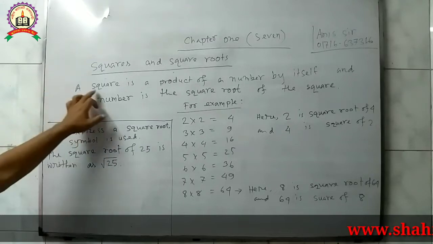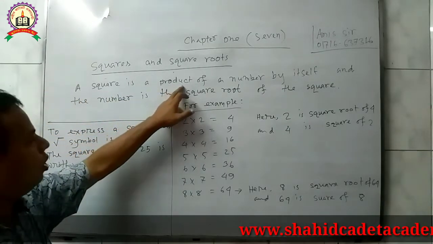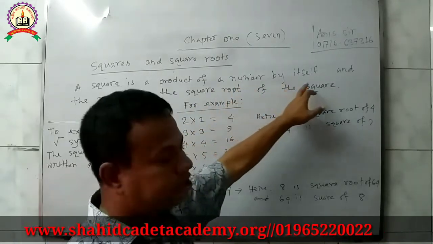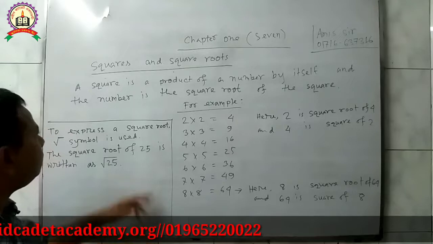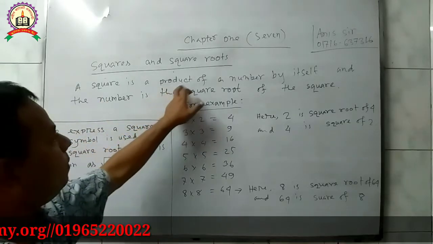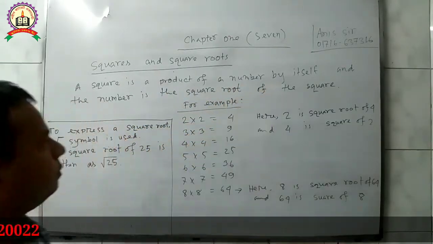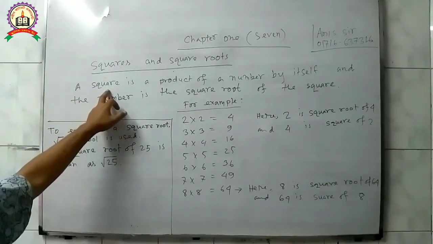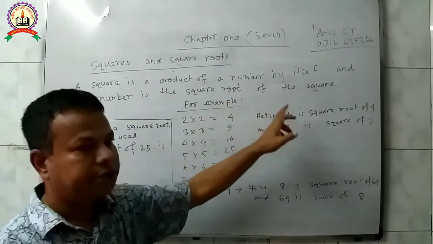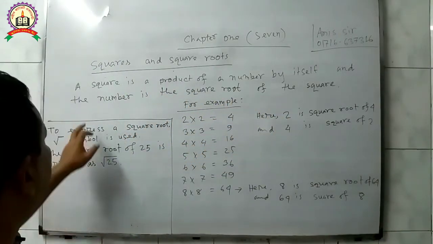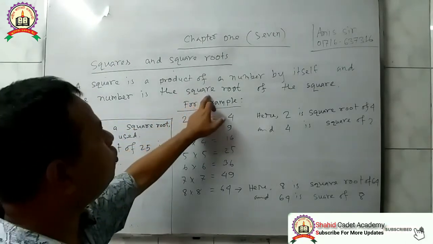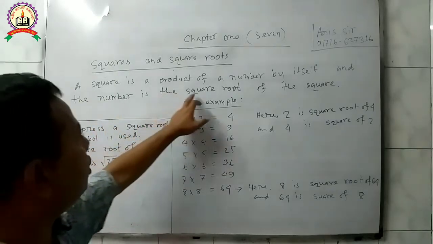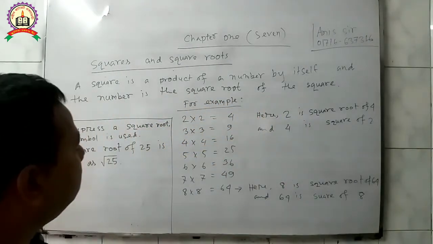A square is a product of a number by itself. It is a square. That means the product of a number by itself. And the number is the square root of the square.